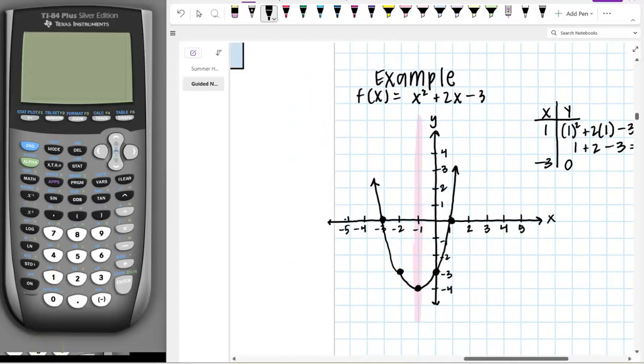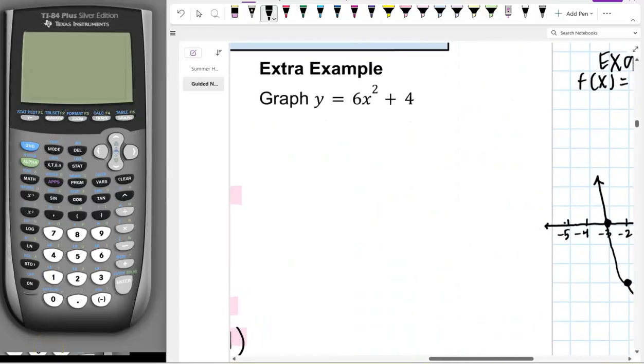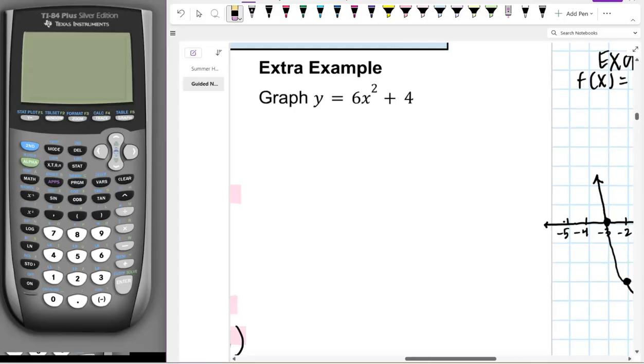Okay, I'm going to give you another example. This one is an extra example. It's not from the book, but I wanted you to see this one because notice that it doesn't have a linear term. It just goes quadratic term 6x squared, constant term 4. So what are we going to do? Our a value is 6, our c value is 4, and our b value is 0 because there's not a linear term.